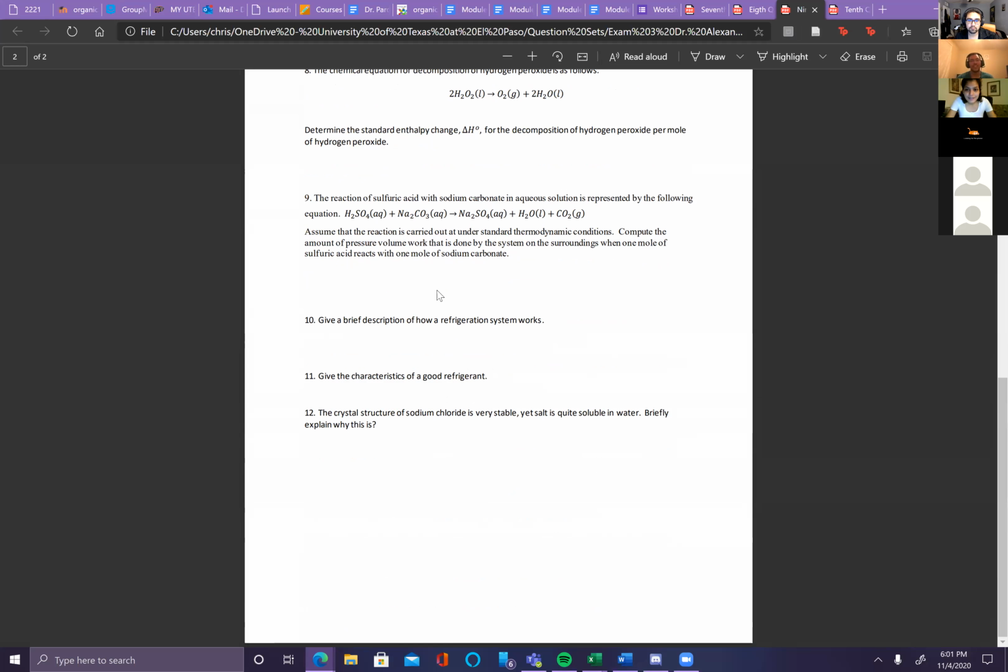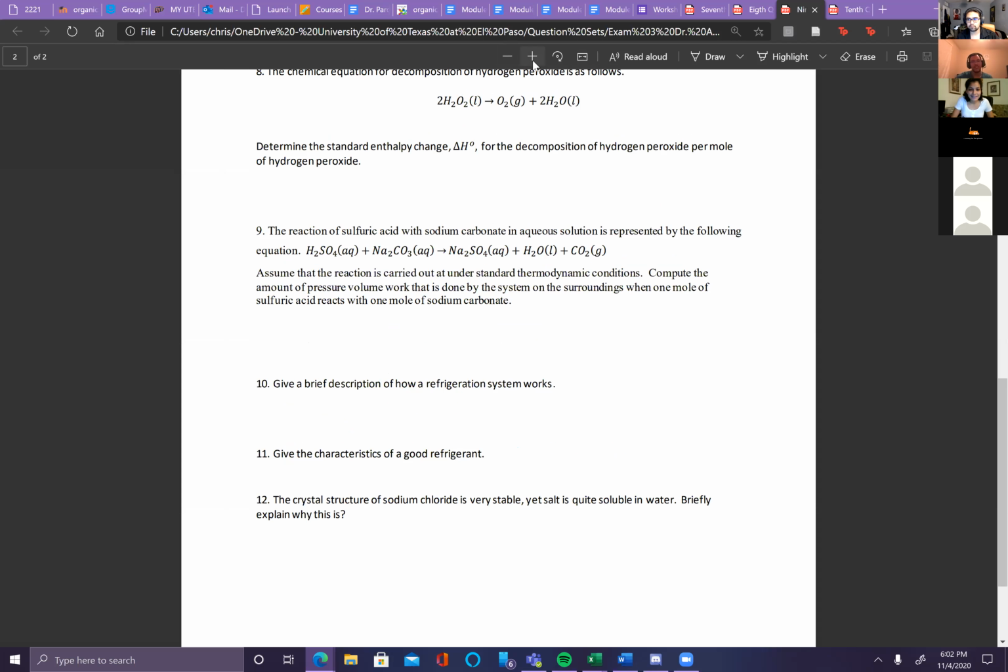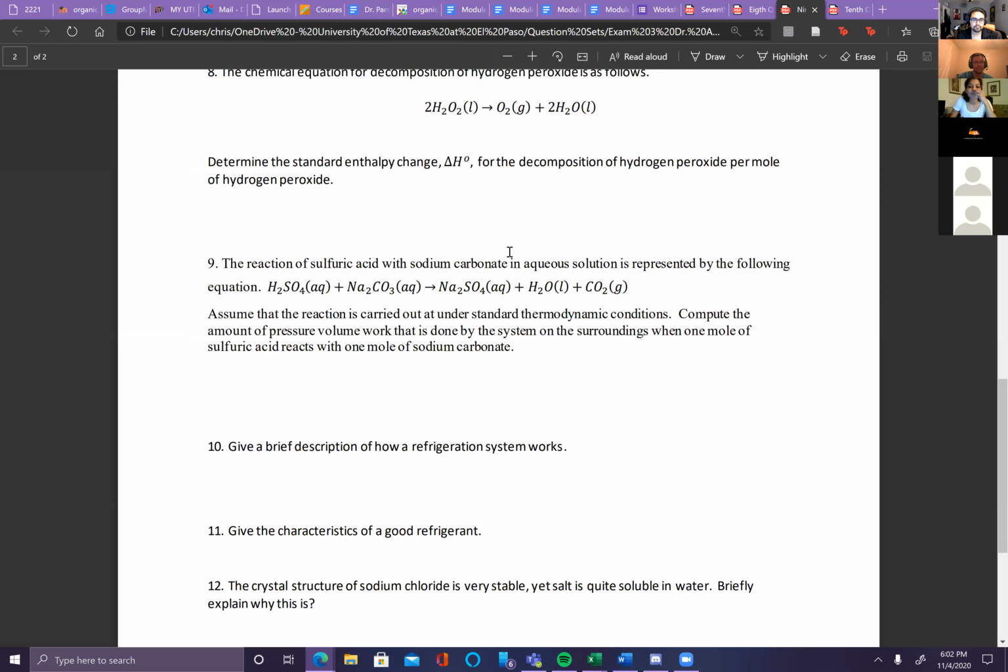Okay. So the reaction of sulfuric acid with sodium carbonate in aqueous solution is represented by the following equation. Assume the reaction is carried out under standard conditions. Compute the amount of pressure, volume, work there is done to the system. So what's this question asking for? The pressure. It says compute the amount of pressure, volume, work, right? So basically, what are we looking for?